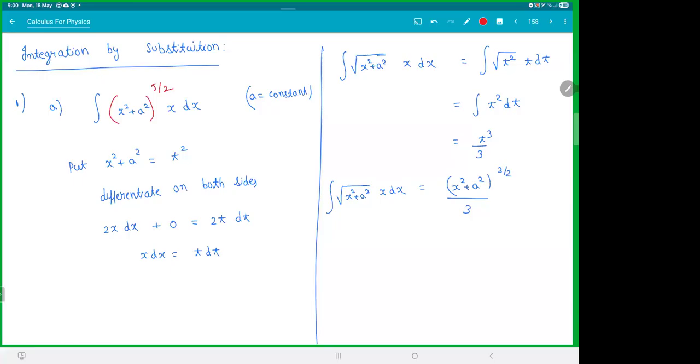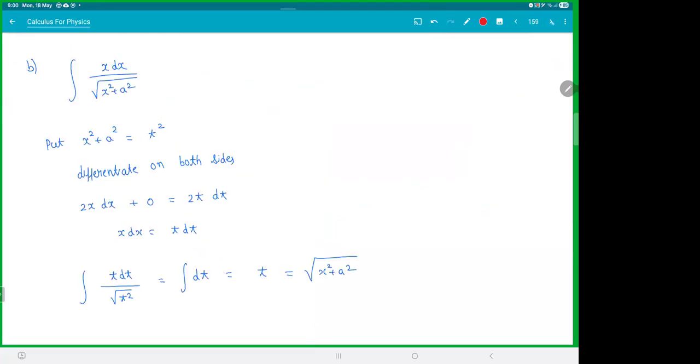Nothing will change. Only where will the change happen? Instead of this, it will become t power 5 by 2 or something. So it is still integrable. You're getting it? So the idea is whenever you see x square plus a square and you see x dx, substitute it. That's the idea there. This is one integration of substitution. This is one technique there.